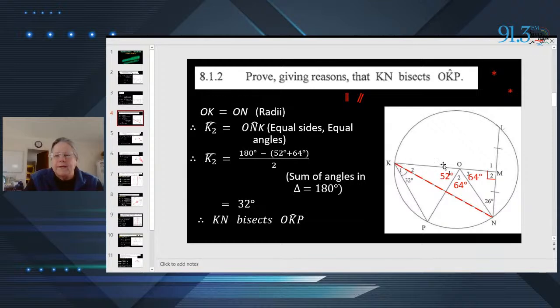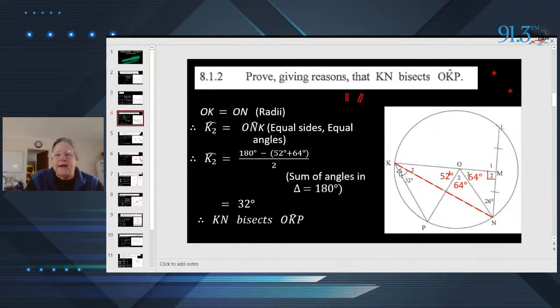Now we have a weird little triangle here. And this sort of question is in every paper. This is your isosceles triangle, because you get OK is equal to ON. And then there's a little formula that we can use to calculate K2. So let's see, how did I do it? I started off by saying OK equals ON, and that's radii.